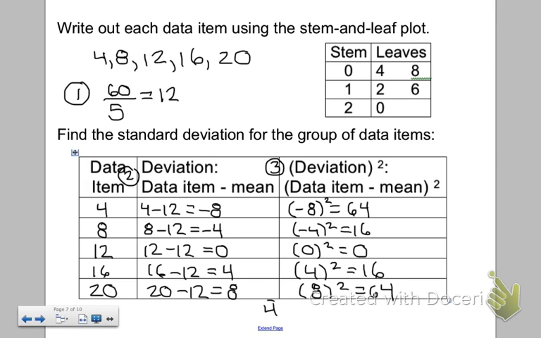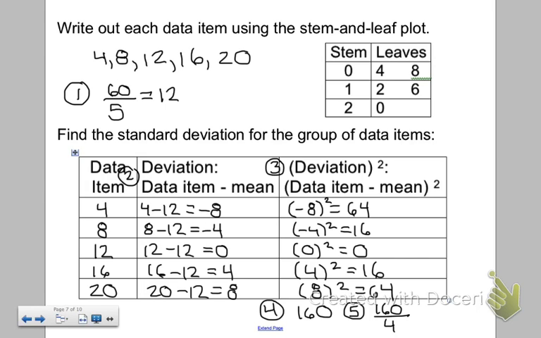Now, my next step is to add them all up. So I'm going to add up 64, 16, 0, 16, and 64, and I get a grand total of 160. Now I need to divide 160 by 1 less than the number of data items I have. I had 5 data items, so I'm going to divide it by 4. So I need to do 160 divided by 4.